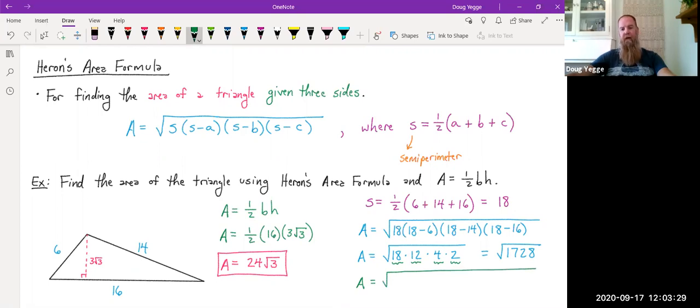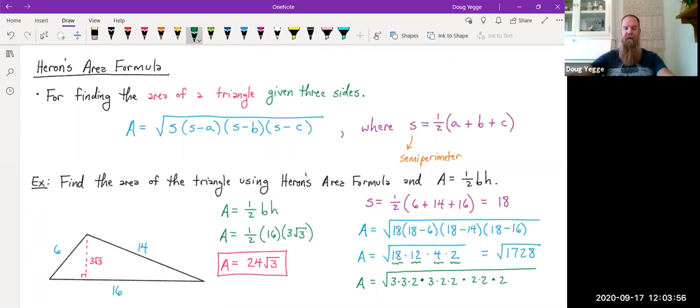and now let's take a look at 18. 18 is 9 times 2, or 3 times 3 times 2. And then we go to 12. 12 is 6 times 2, or 3 times 2 times 2. And now we go to 4. 4 is 2 times 2. And finally times our last 2.